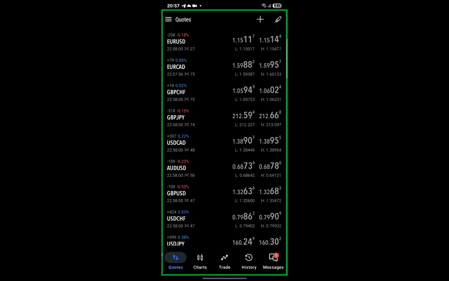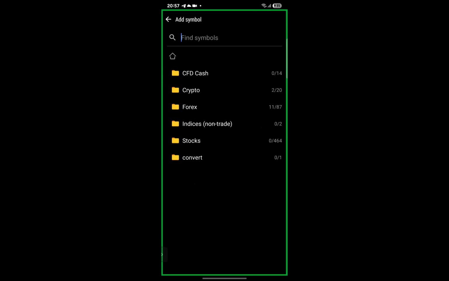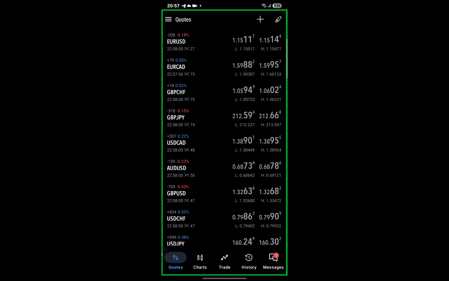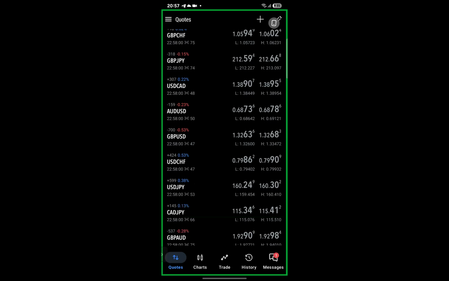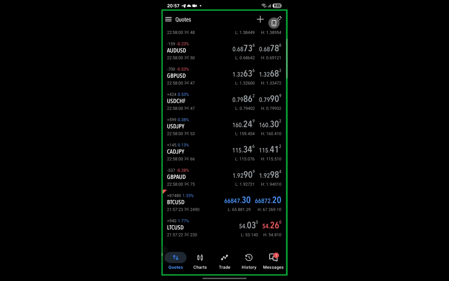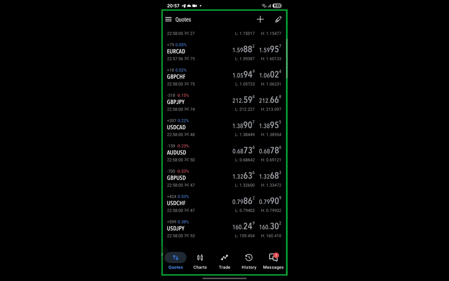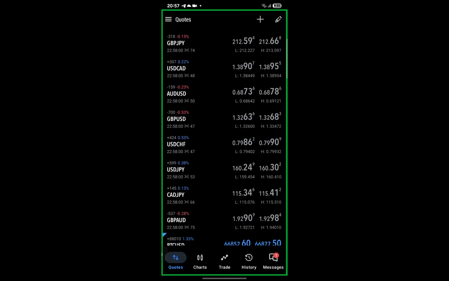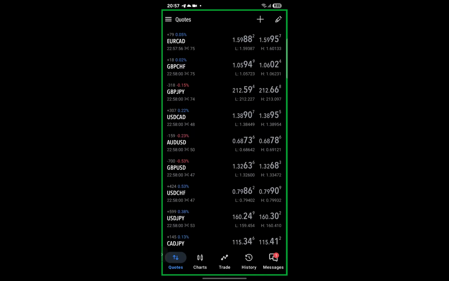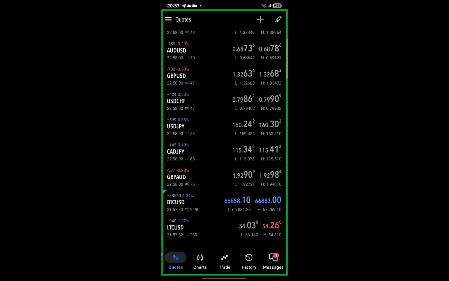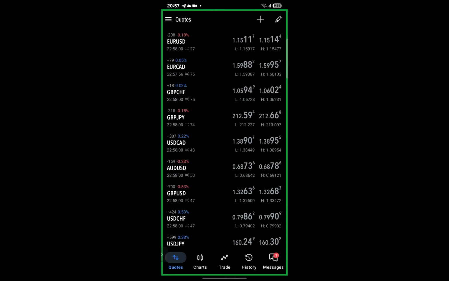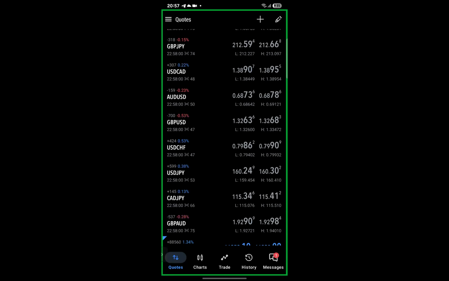If you click on the plus, it's going to show you where you can add currency pairs. Let's say I want to trade Euro JPY. Euro JPY is not here, but I want to trade it. I saw a signal on Euro JPY. I want to enter the signal, but I can't find it here. What I'll do is I'll just come here.